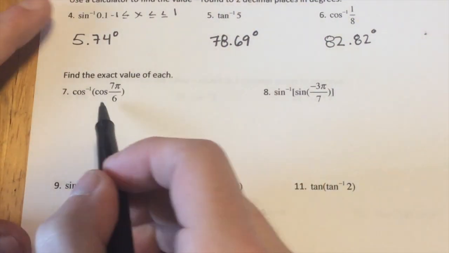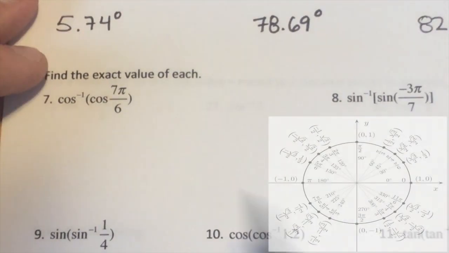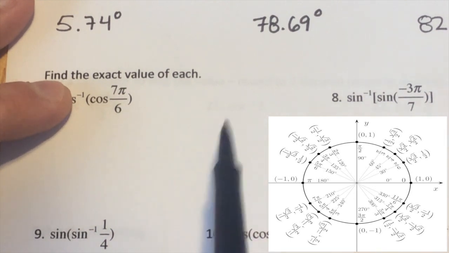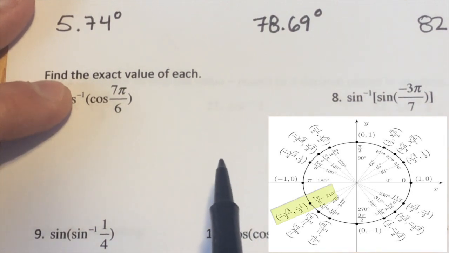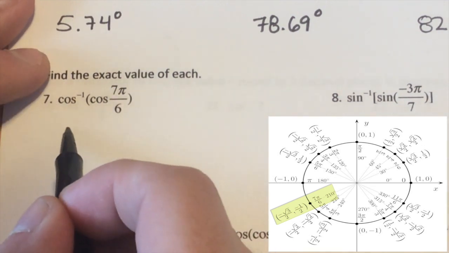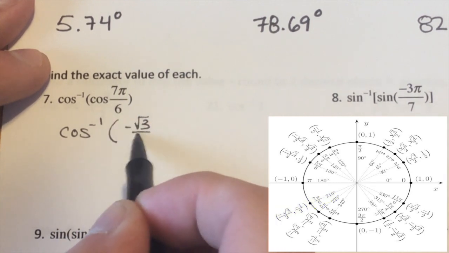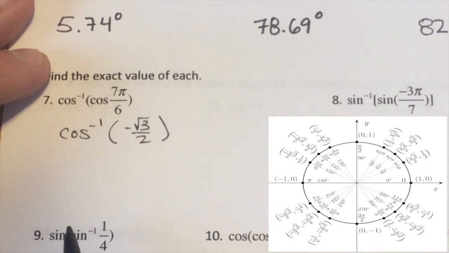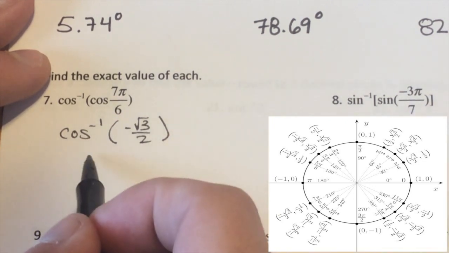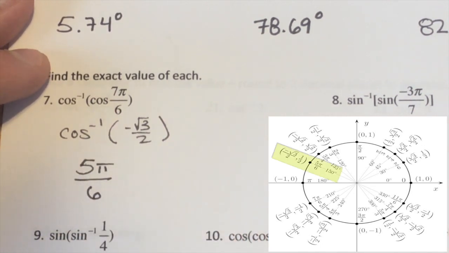Moving on. Back to finding the exact value, only this time of compound statements. So we first look at the inside. What is the cosine of 7 pi over 6? So I'm going to look at my unit circle, and I'm going to say, what is the cosine value of 7 pi over 6? And we should find out that it's -√3 over 2. So now my question becomes what we had earlier. What's the inverse cosine of negative root 3 over 2? Well, I'm going to find that angle. That's 5 pi over 6.